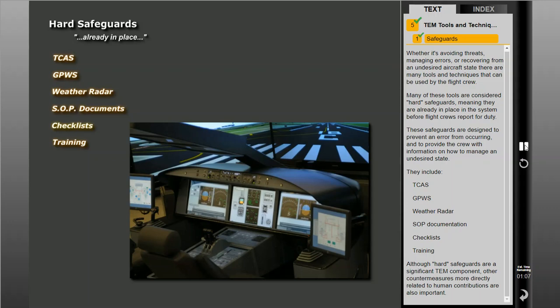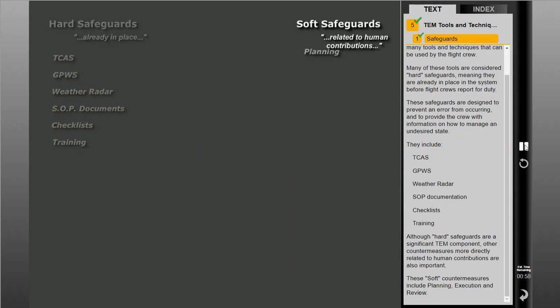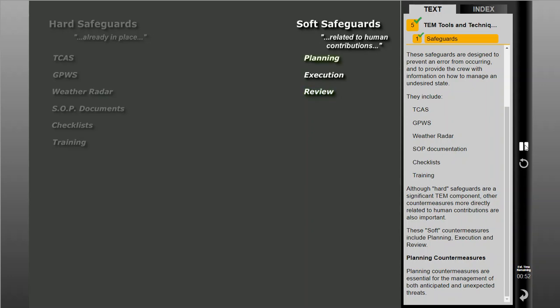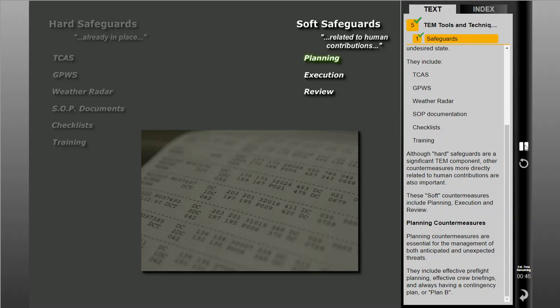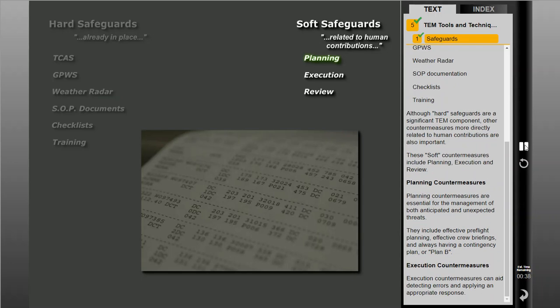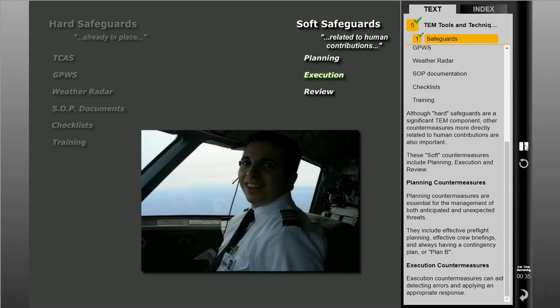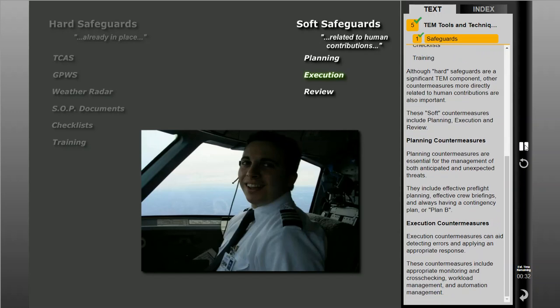Although hard safeguards are a significant TEM component, other countermeasures more directly related to human contributions are also important. These soft countermeasures include planning, execution, and review. Planning countermeasures are essential for the management of both anticipated and unexpected threats. They include effective pre-flight planning, effective crew briefings, and always having a contingency plan, or Plan B. Execution countermeasures can aid detecting errors and applying an appropriate response. These countermeasures include appropriate monitoring and cross-checking, workload management, and automation management.